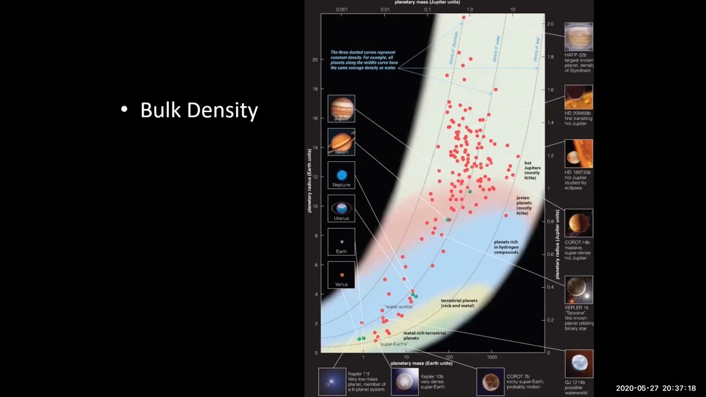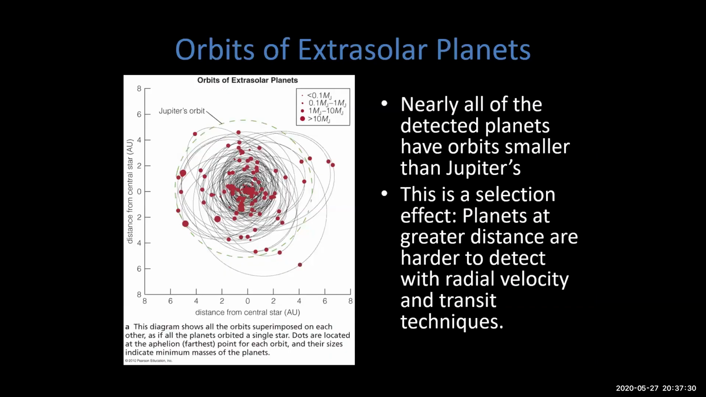Is it in the right place? If so, does it have a chance to be habitable? So density is what we want. Here we see a number of orbits for different extrasolar planets.